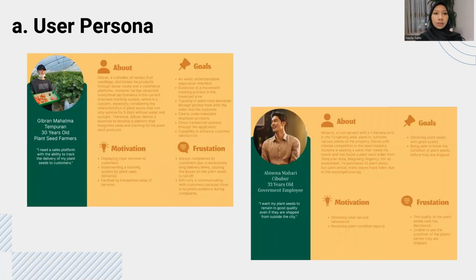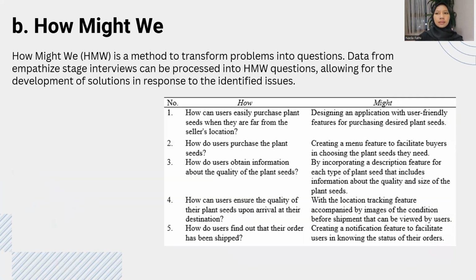There are two user personas. The first is Gibran Mahatma as a plant seed farmer. His goal is a sales platform with the ability to track the delivery of his plants to customers. The second is Abhisana Mahari as a government employee. His goal is: I want my plants to remain in good quality even if they are shipped from outside the city.